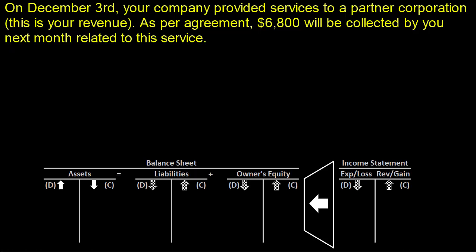On December 3rd, your company provides services to a partner corporation. This is your revenue. As per agreement, $6,800 will be collected by you next month related to this service. All right. So this problem right here probably could be written a little bit clearer to understand it, but we can kind of get the gist of it.